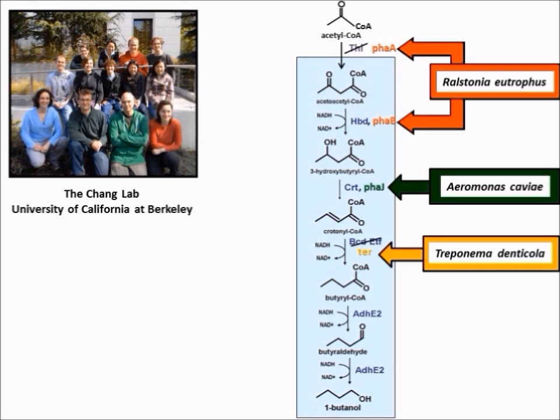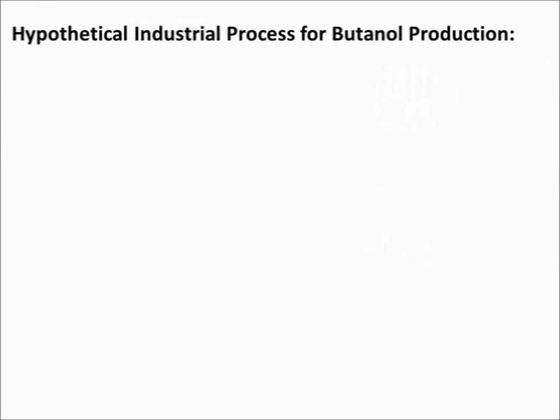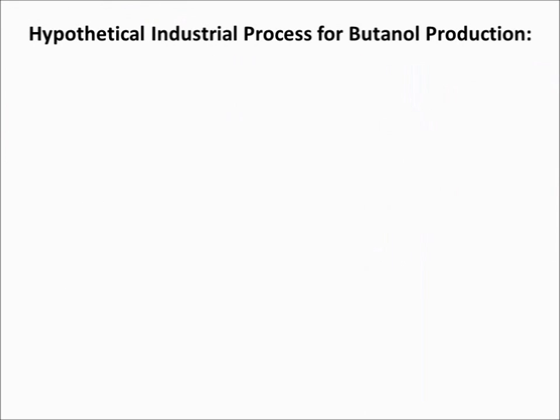Dr. Chang's lab was able to obtain a yield of about 5 grams of butanol per liter of E. coli, and Dr. Chang is confident that additional modifications can be made to increase the yield of butanol to somewhere in the range of 10 to 15 grams per liter of E. coli, which would be a high enough yield to design a modern industrial process around. Hypothetically, what would such an industrial process look like?